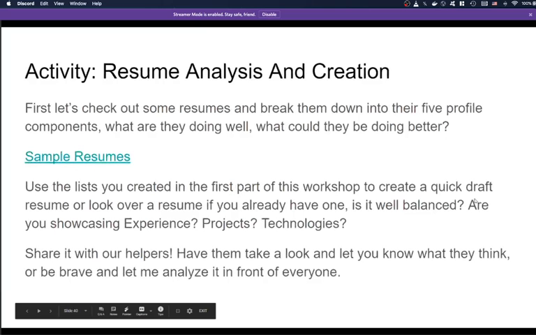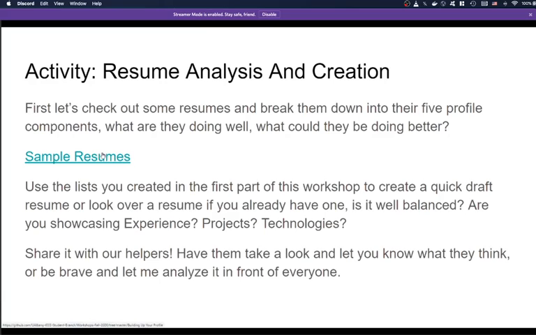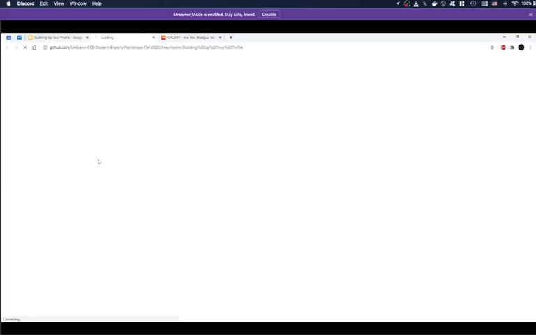So this is going to be fun. We're going to analyze resumes and create little sample resumes. So let's check out some resumes and break them down into their 5 core profile components, see what they're doing well and what they could be doing better.